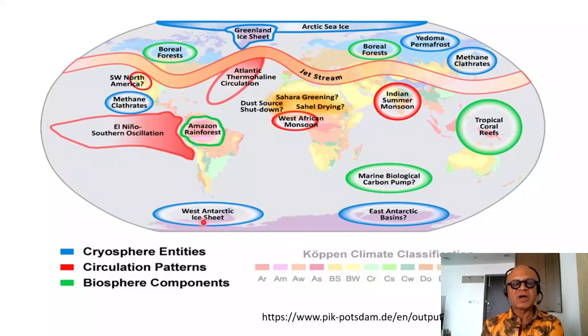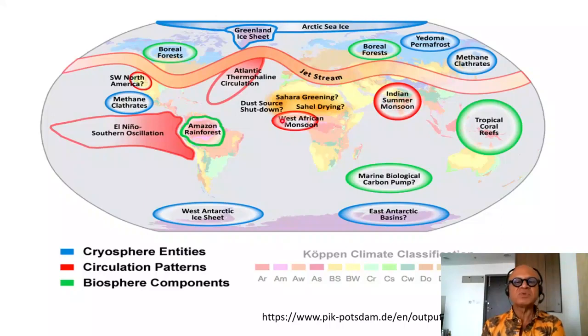This is now being argued more and more, based on data, that this is much closer to collapse than we expected. East Antarctic basins, the marine biological carbon pump, whether it can collapse and the ocean becomes a net source rather than taking up carbon dioxide. It takes up about 25% of the anthropogenic emissions right now. So will that collapse? Will tropical coral reefs collapse? Will the Indian summer monsoon collapse to make India a desert?